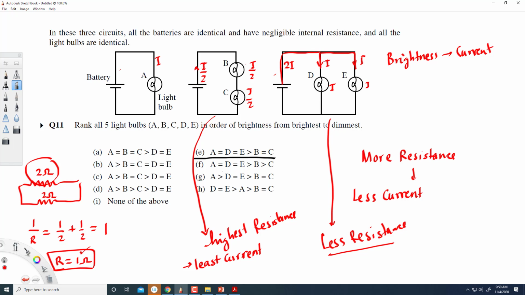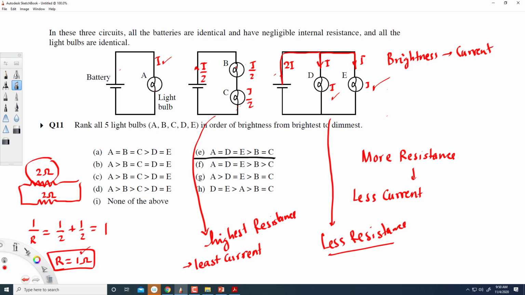Okay, whereas in this case, the combined resistance is half as much. That means there will be twice as much current produced by the battery, and out of that twice as much current, half will go through that, half will go through that, so each gets I and I. So now you compare the brightness. Brightness depends on current, so current is I here, and I here. So all these three bulbs will be equally bright, and these two would be least bright. They are equally bright but less bright than A, D, and E.